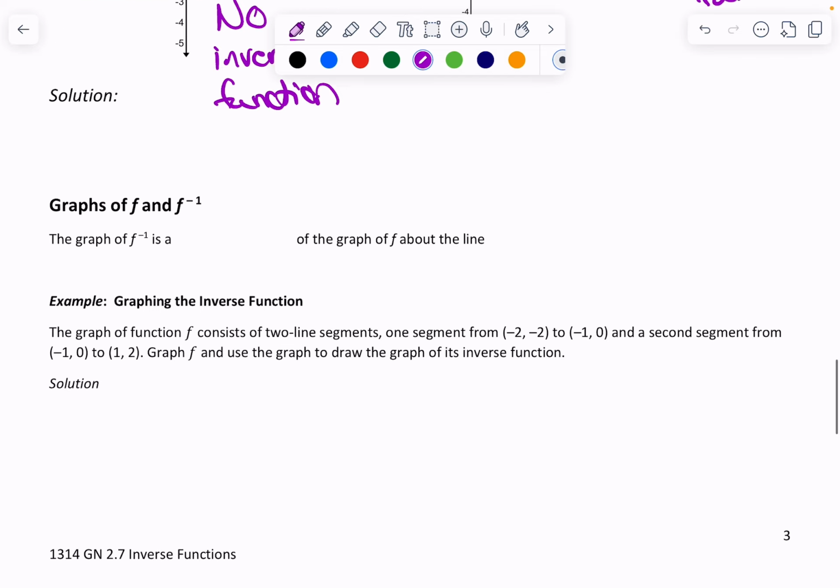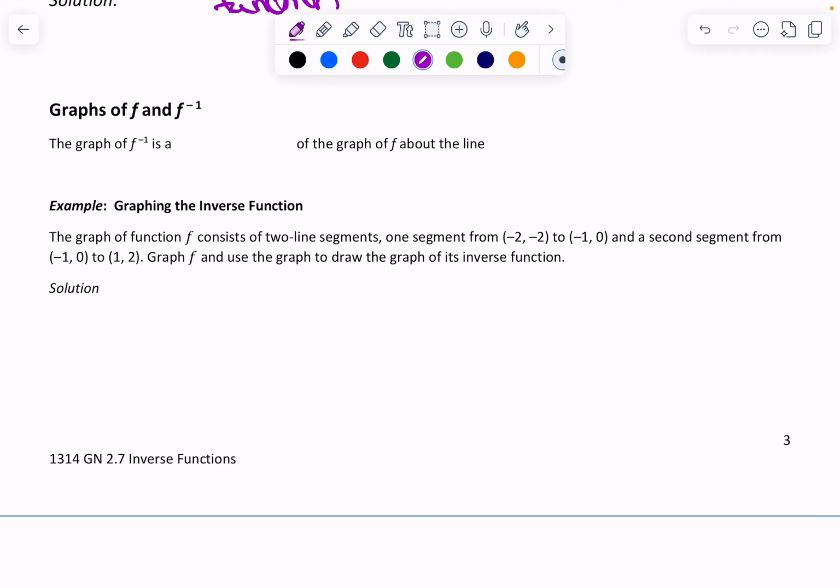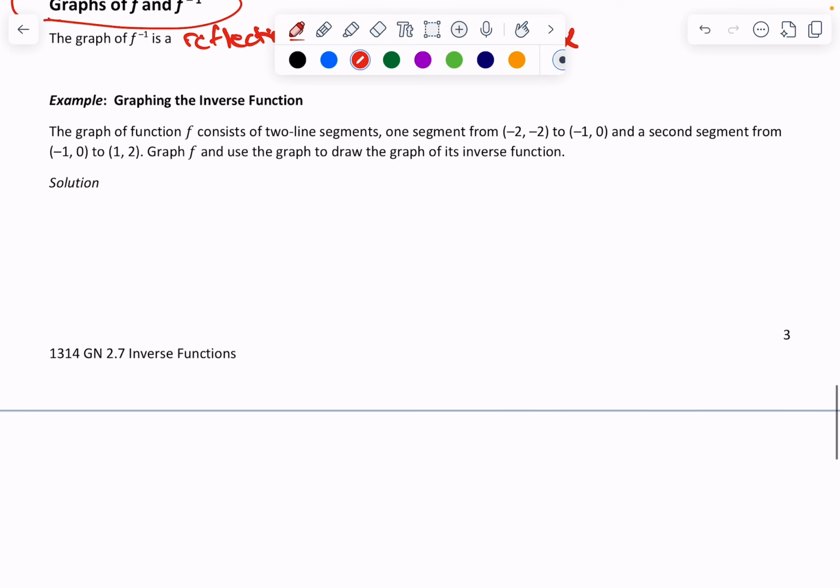All right, so now we're going to go ahead and graph the function and the inverse function. The graph of the inverse function is a reflection of the graph of f about the line y equals x. So let's look at a graphing.